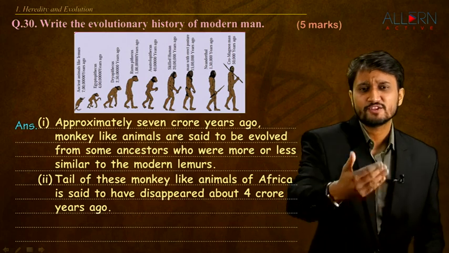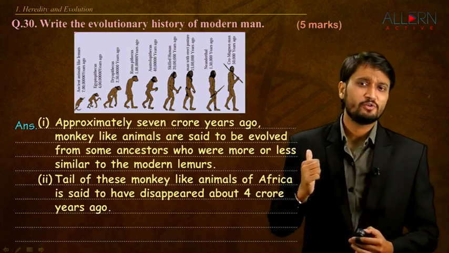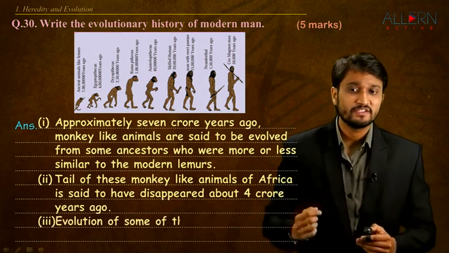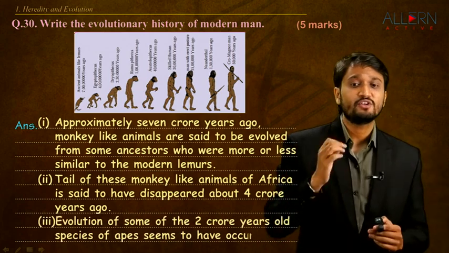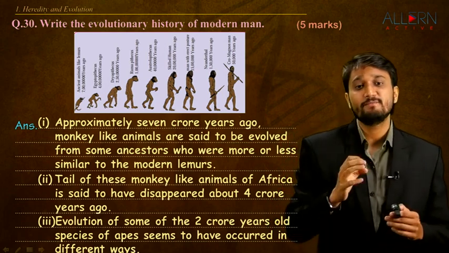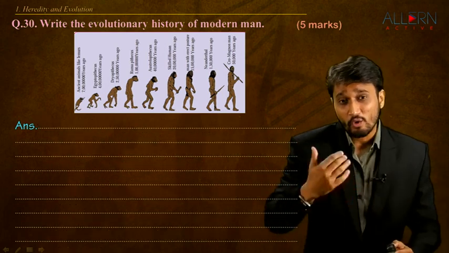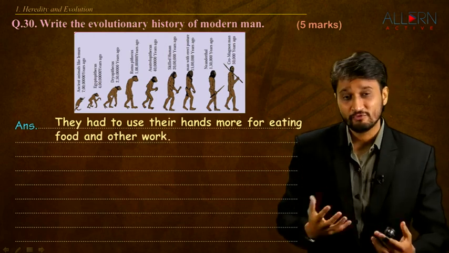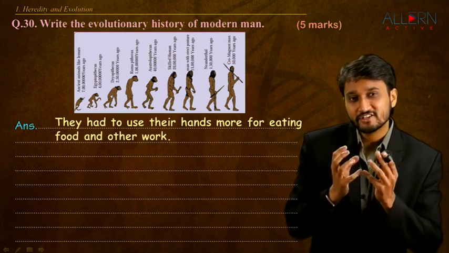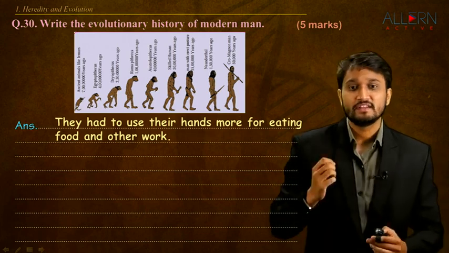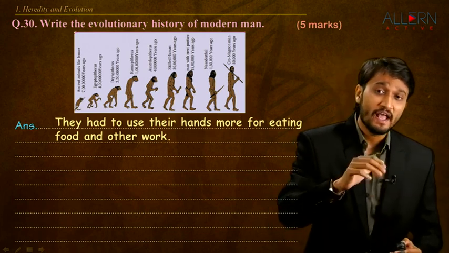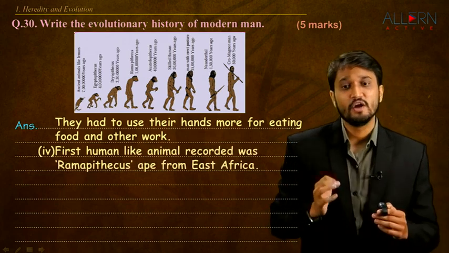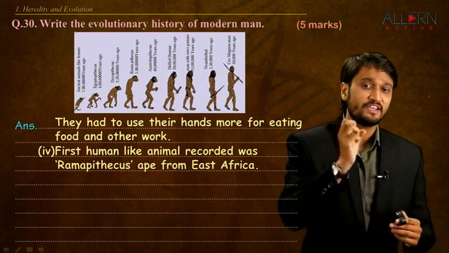Then again we fast forward 2 crore years. So 2 crore years back, the evolution started happening in a slightly different manner. That's what we say in the third point. Evolution of some of the 2 crore year old species of apes seem to have occurred in a different way. What was this different way in which it happened? They started to use their hands more for different activities. So the dexterity of the hands started to increase. They had to use their hands more for eating and for other work. So the first human-like animal recorded was the Ramapithecus ape of the East Africa.